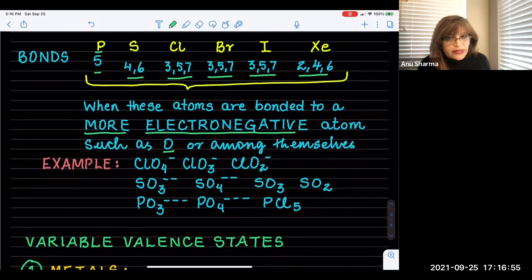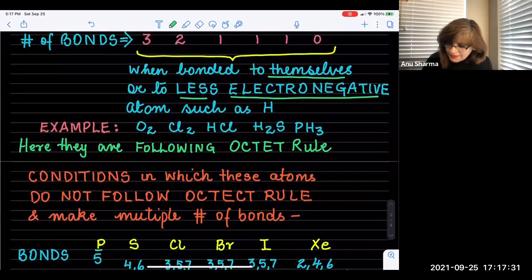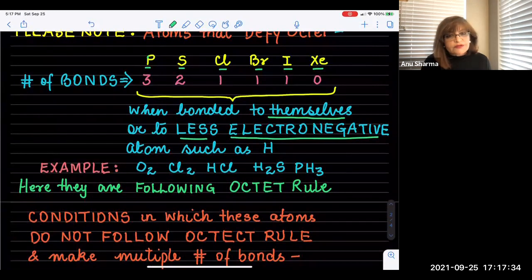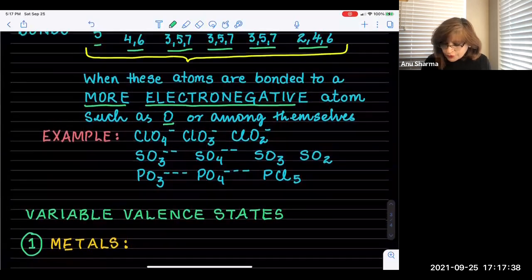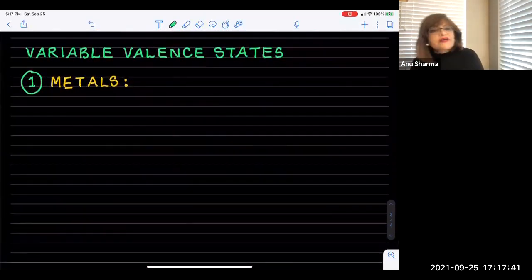We see perchlorate, chlorate, chloride, and then sulfite, sulfate, sulfur trioxide, sulfur dioxide, phosphite, phosphate, phosphorus pentachloride, all those. In these conditions, if you look at the electronegativity, chlorine is less electronegative than oxygen. Sulfur is less electronegative than oxygen. Phosphorus is less electronegative than oxygen. Phosphorus is less electronegative than chlorine. So in that case, phosphorus has expanded its capability to make 5 bonds instead of the usual 3. Yes, phosphorus can also make 3 bonds with chlorine, but it can also make 5 bonds and so forth.